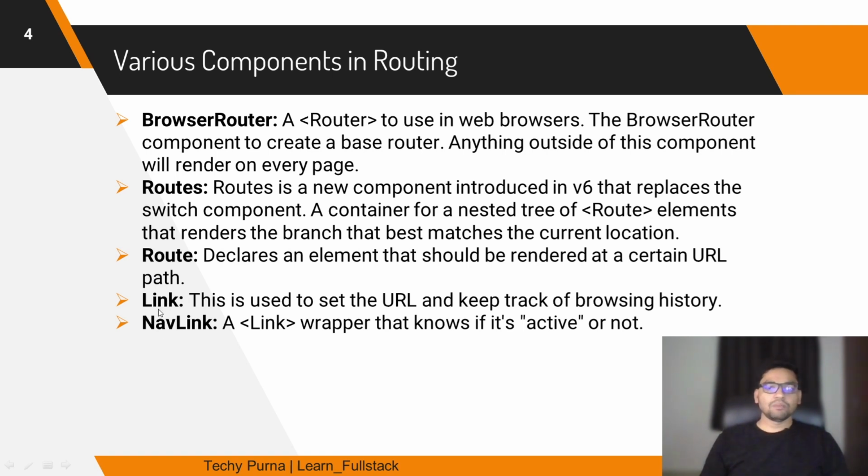And there are a few components, Link and NavLink. So Link is used to set the URL and keep track of the browsing history. Link is basically going to generate the anchor tag, that hyperlink that you can see. And when you click on the link, it will come to these routes and render the particular view. What is NavLink then? A Link wrapper, basically an extension of your Link component, along with which it will show whether it is active or inactive.